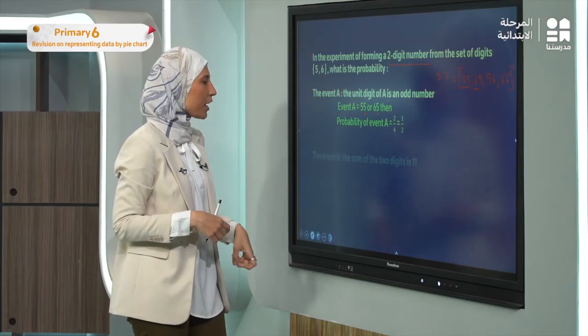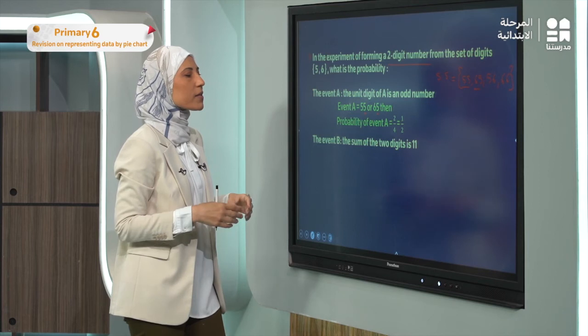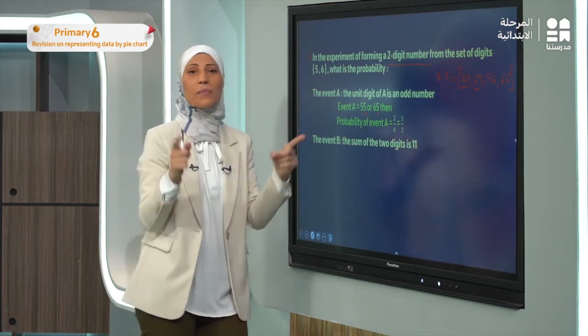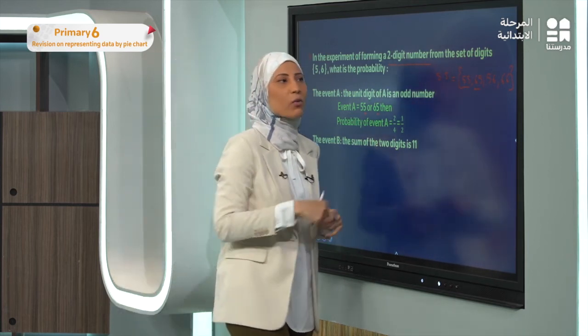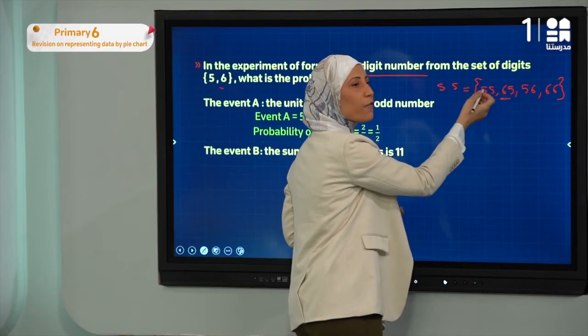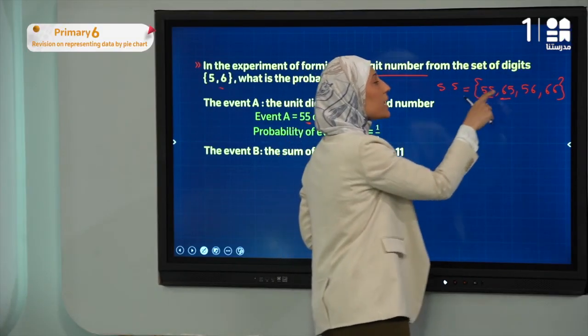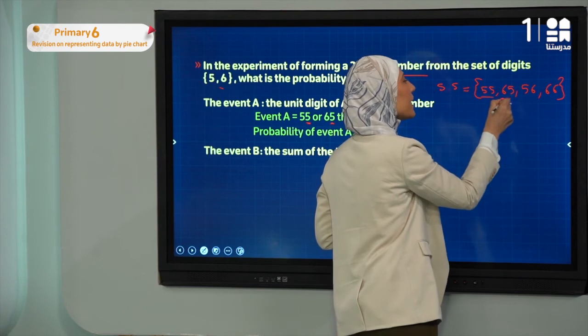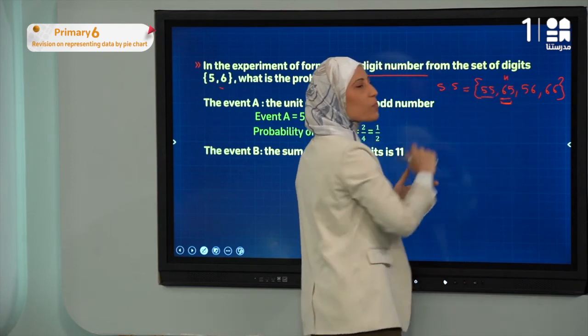Let's see the second event. Event B بيقول لي the sum of the 2 digits is 11. لازم يبقى السم بتاع 2 digit 11. تعالوا كده نشوف. 5 plus 5 equal 10, not equal 11. 6 plus 5 is 11. يبقى دي أول واحدة. السم بتاعت الديجيت بتاعتي 11.